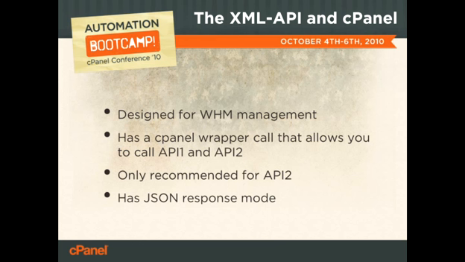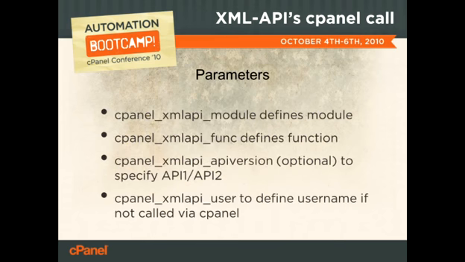As you saw earlier, API 1 only prints strings. So if you're trying to use that with the XML API, sometimes API 1 will print HTML as output, sometimes will print other things as output that you don't want in there. And will break syntax parsing for either JSON or HTML. The cPanel call, which is used for calling API 1 and API 2, takes a few parameters.